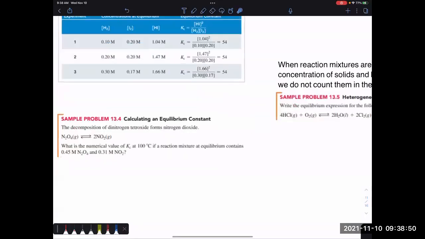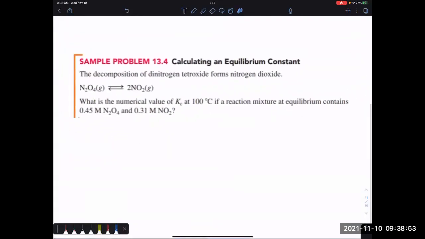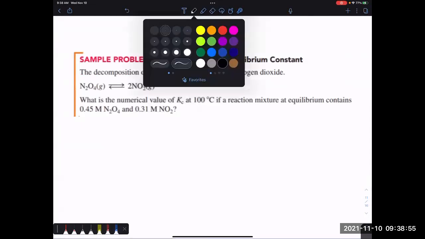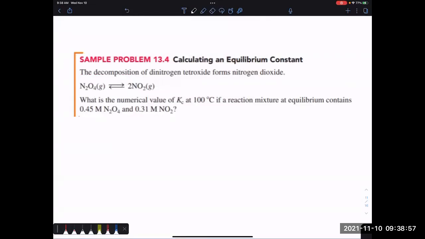Let's do this 13.4. I have to go for a thinner pen. So this decomposition of dinitrogen tetroxide forms nitrogen dioxide. So what is the numerical value of Kc? So it's our equilibrium constant. At 100 degrees C, if a reaction mixture at equilibrium contains 0.54 molar dinitrogen tetroxide and 0.31 molar nitrogen dioxide.